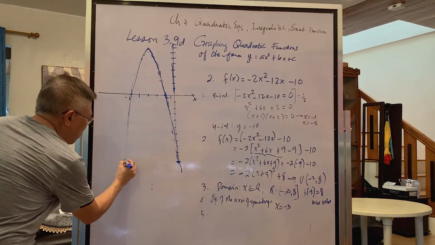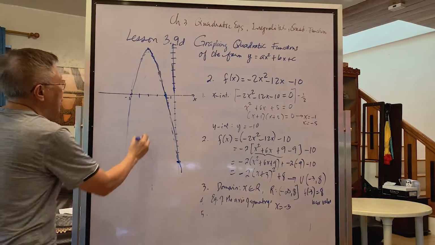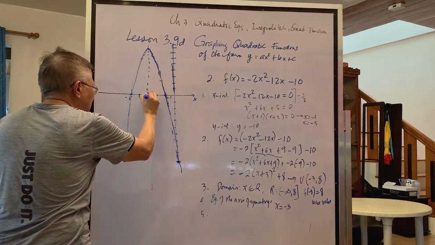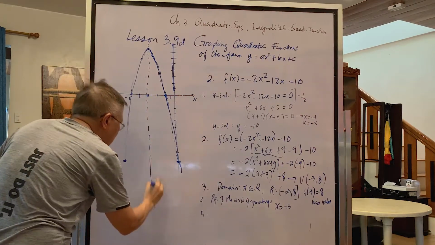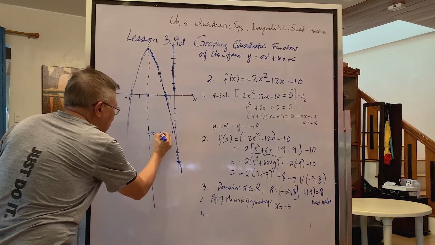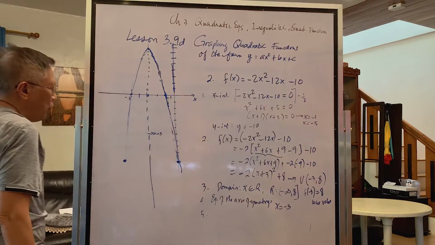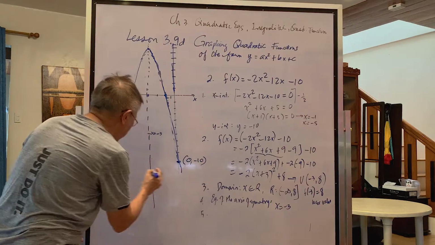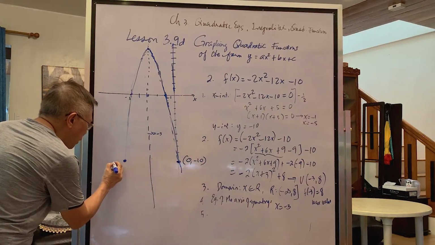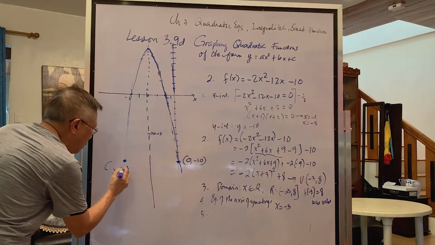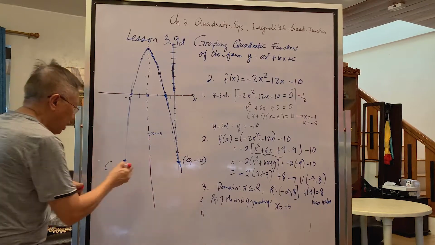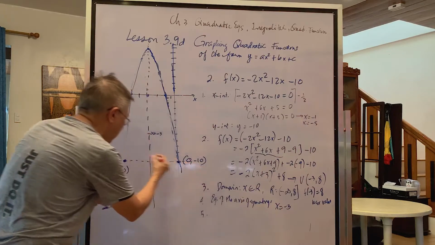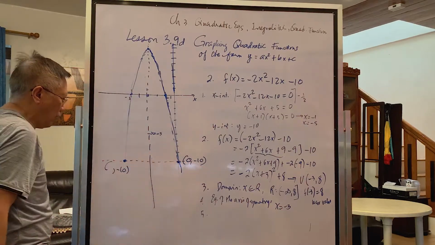I need to get the coordinates of this symmetric point. Now, this line here is the equation of the axis of symmetry. This is x equals negative 3. Now, the coordinates here will be 0 and negative 10. This one here should have also a negative 10 as a value for y, because these two points are supposed to be symmetric with each other, so they have the same value of y.